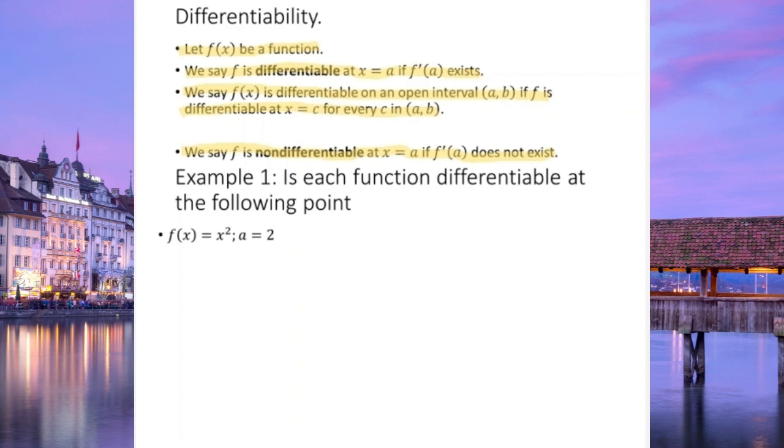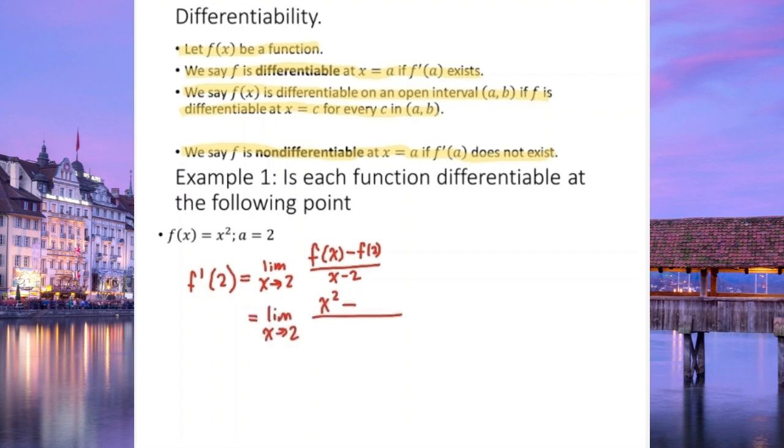So first, f of x equals x squared at a equals 2. To determine if a function is differentiable at the point, by the definition of differentiability, we want to see if f prime of 2 exists. This would be the limit as x approaches 2 of f of x minus f of 2 all over x minus 2. F of x is x squared. F of 2 is 2 squared or 4. So we're taking the limit as x approaches 2 of x squared minus 4 over x minus 2.